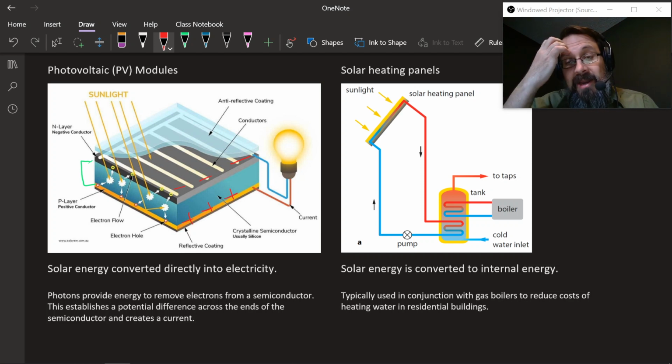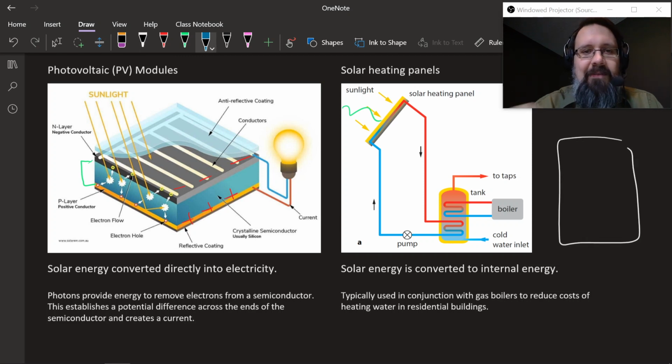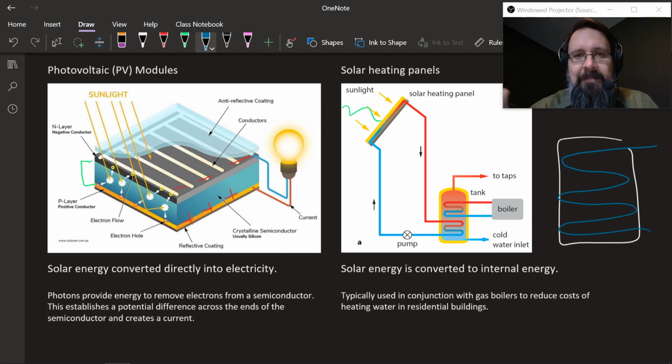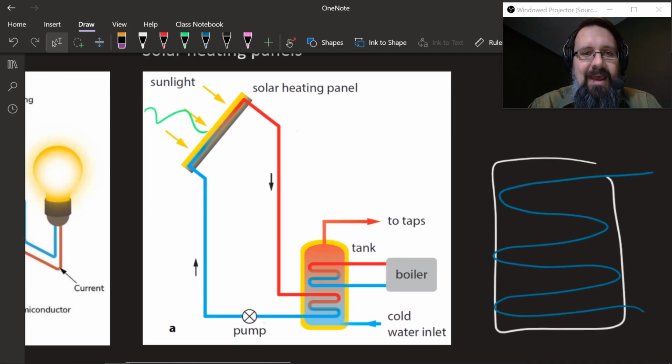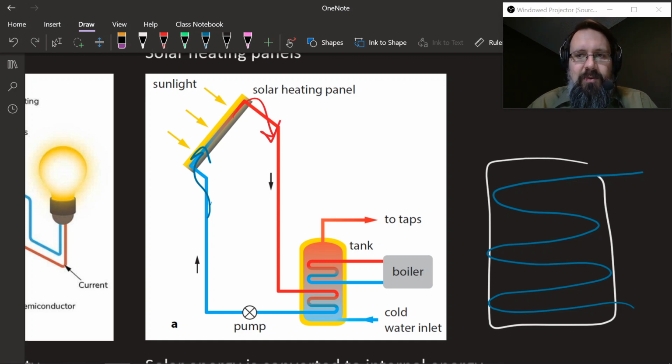With a solar heating panel, you have the sunlight coming in, and you have basically a device, usually a little box. I'll draw a picture over here. There's a box, and a pipe comes in and wraps around a bunch of times, and then a pipe comes out. You shine the sunlight onto that, and it heats up the water flowing in those pipes. Once the water comes up into the panel, it gets heated from exposure to the sunlight, and then that hot water gets pumped back down into a storage tank.